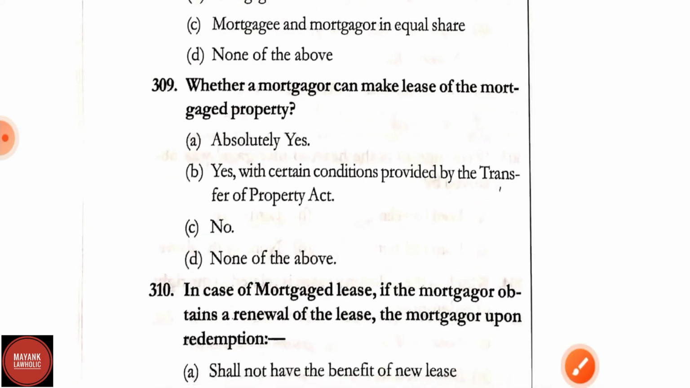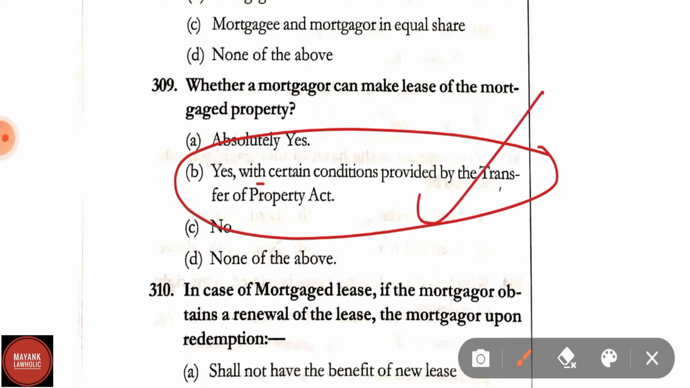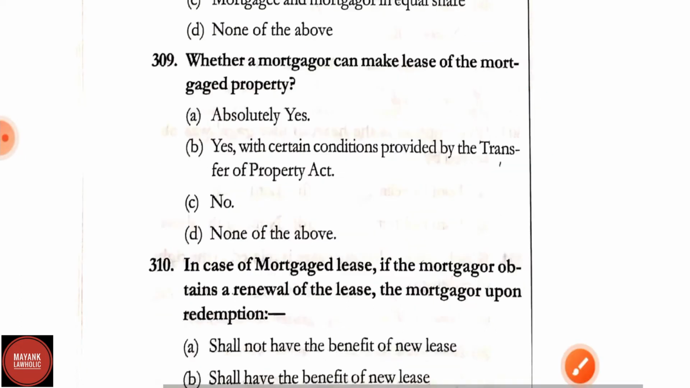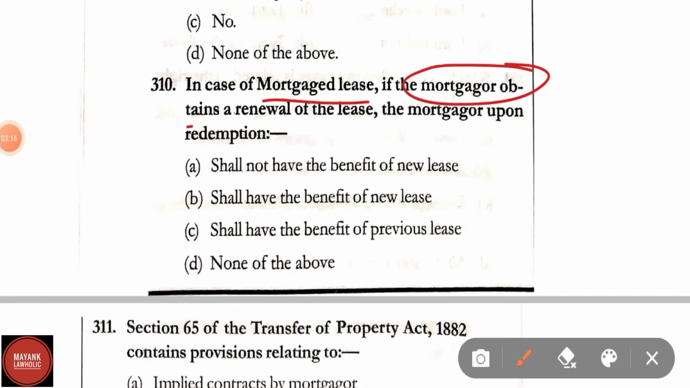Question number 309. Whether a mortgagor can make a lease of mortgaged property? Options are: absolutely yes; option B, yes with certain conditions provided by the Transfer of Property Act; no; none of the above. Here option B is the correct answer, yes with certain conditions provided by the TPA. Question number 310. In case of a mortgage lease, if the mortgagor obtains a renewal of the lease, the mortgagor upon redemption: shall not have the benefit of the new lease; shall have the benefit of the new lease; shall have the benefit of the previous lease; none of the above. Here the correct answer is option B, that is shall have the benefit of the new lease.